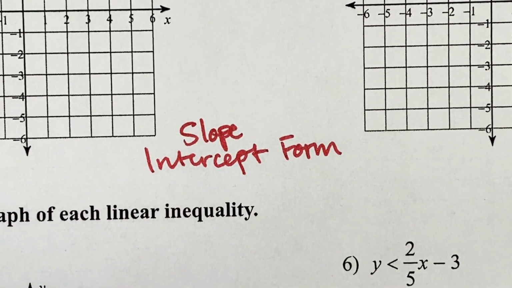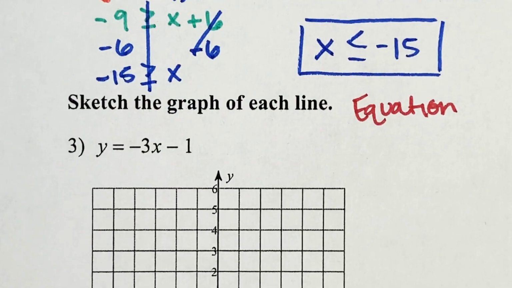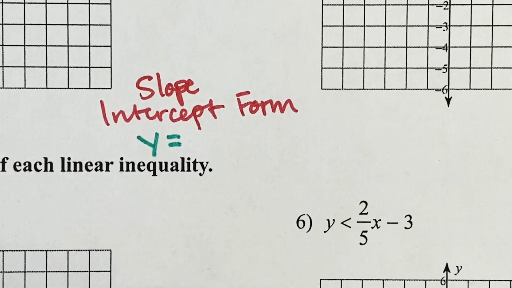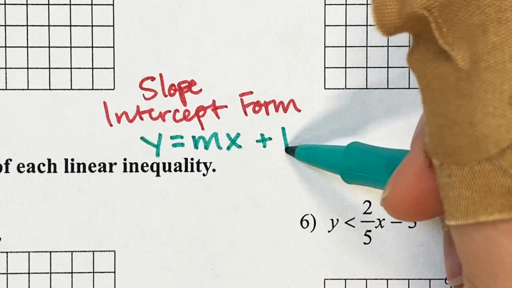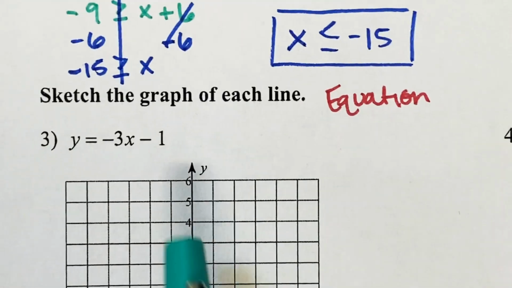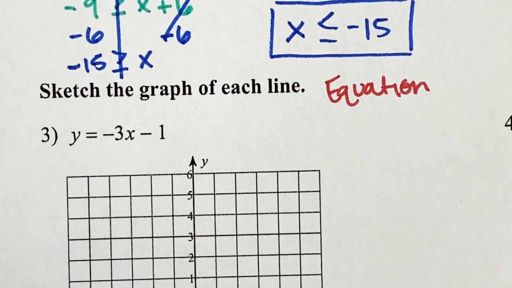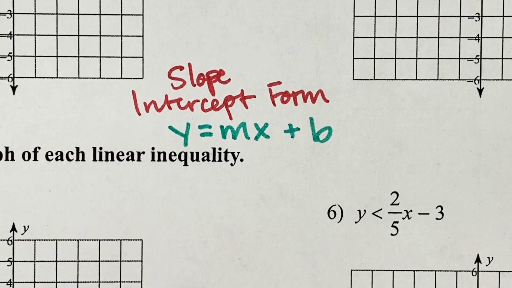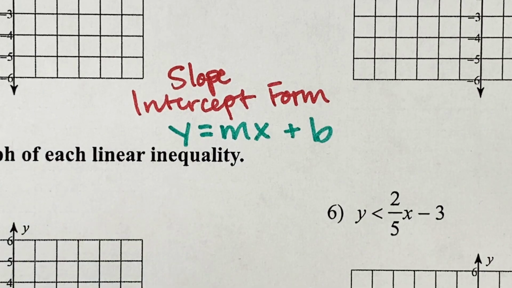If you remember, the format of slope-intercept form is y equals. Notice it always starts with y equals. Then we have our m that's in front of our x, plus our b. Notice instead of an m and a b here, we have a -3 and a -1. So what are those? Which one is our slope and which one is our y-intercept? Do you remember from last year? Is my m my slope or is my m my y-intercept?